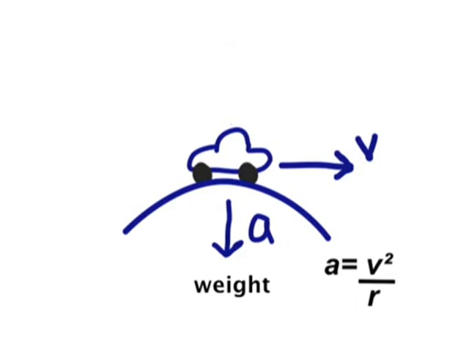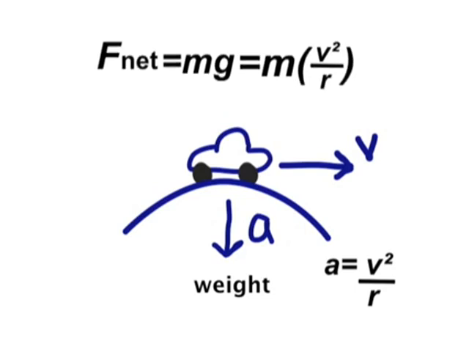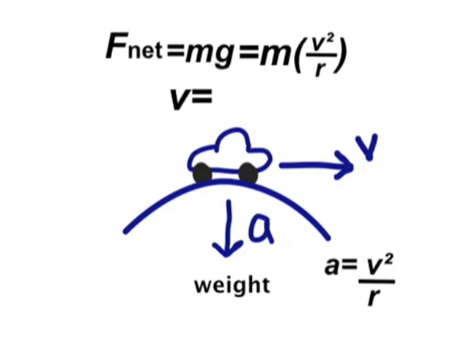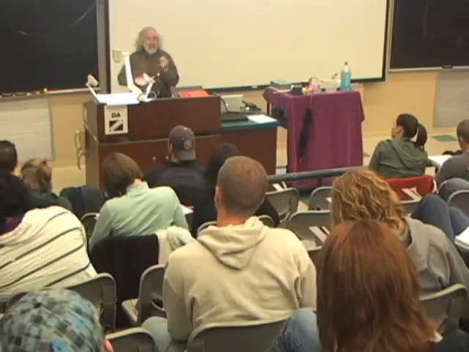That's it. And so what is F net equal to in this case? Just weight. F net is equal to m times g. So m times g is equal to m times v squared divided by r. And so v is equal to the square root of g times r. It's just the square root of the free fall acceleration times the radius of the circular arc. If you do that, you get a speed of 24 meters per second, which is just over 50 miles per hour.